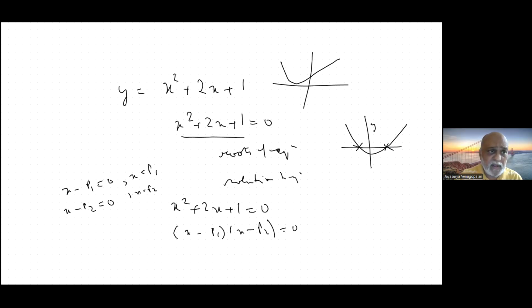We need to factorize x squared plus 2x plus 1, right? Now, in order to find the factors, first and foremost, this is a constant, right? Typically, if I have ax squared plus bx plus c, then I will take a and c, multiply a into c, and find the factors of a and c. And then see if the factors can add or subtract to give b.